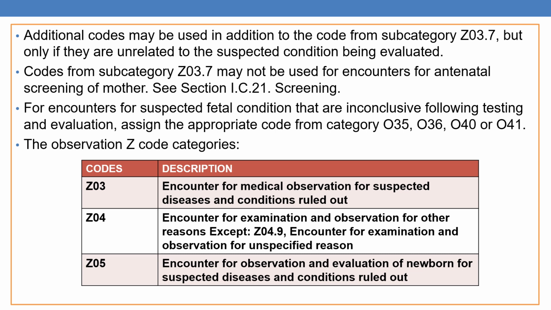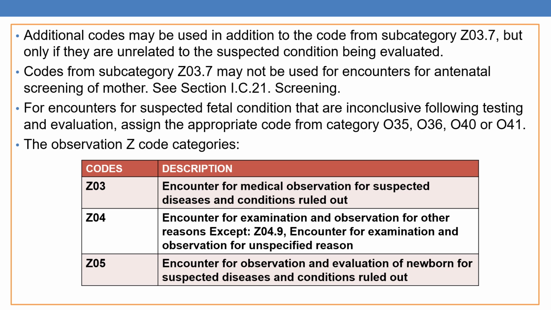Additional codes may be used in addition to code from the subcategory Z03.7, but only if they are unrelated to the suspected condition being evaluated. And the codes from subcategory Z03.7 may not be used for encounters for antenatal screening of mother. This is important. Codes from subcategory Z03.7 may not be used for encounters for antenatal screening of mother.